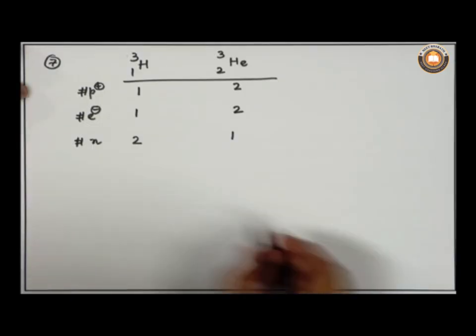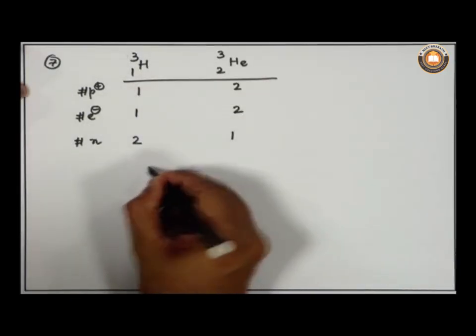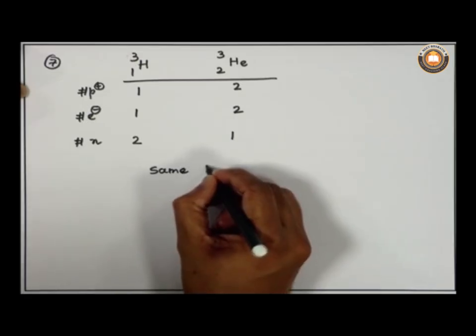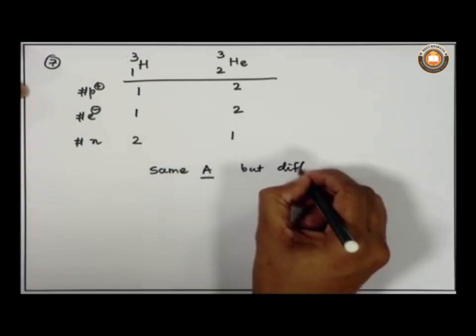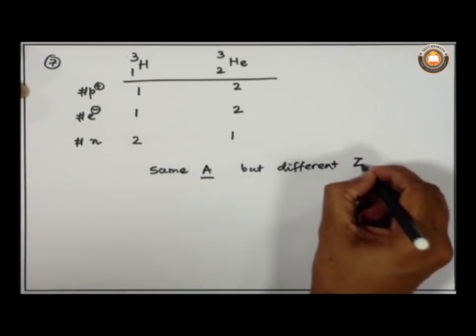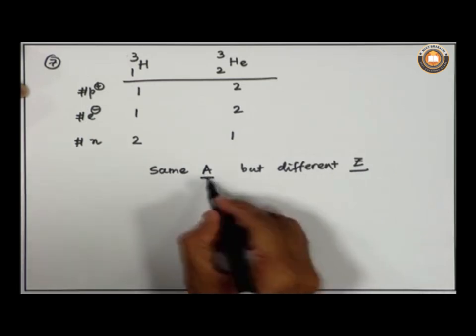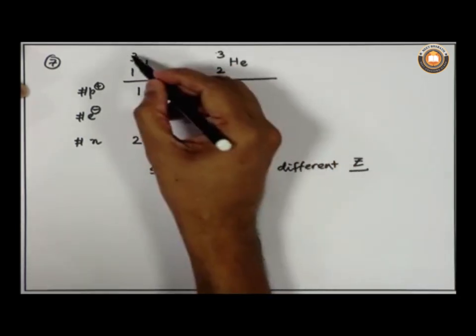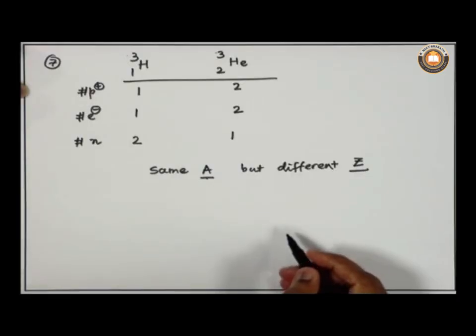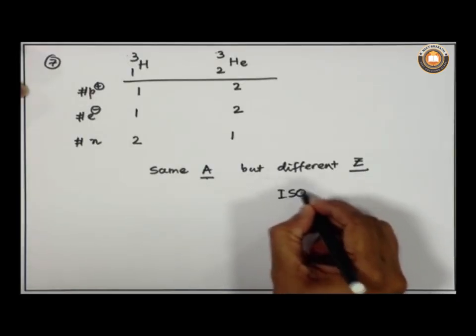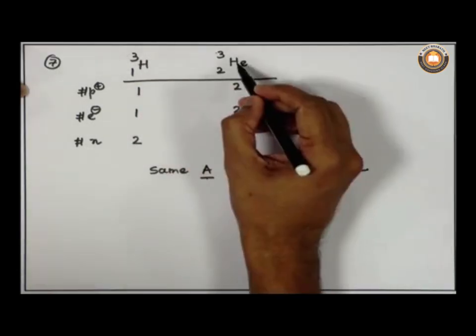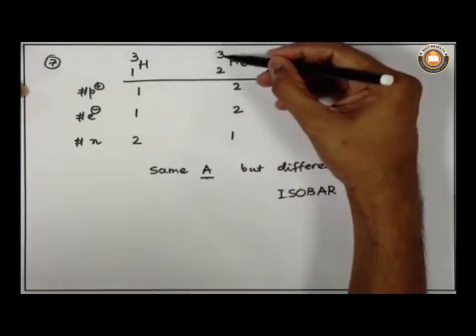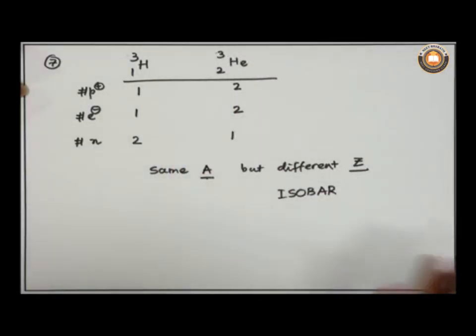In this case, you see that these 2 species have the same mass number, the same value of A, but different Z. Same mass number, different atomic numbers. When you have such a case, we call these two species isobars. So, hydrogen 3 and helium 3 both have the same mass number but different atomic numbers. Therefore, they are called isobars.